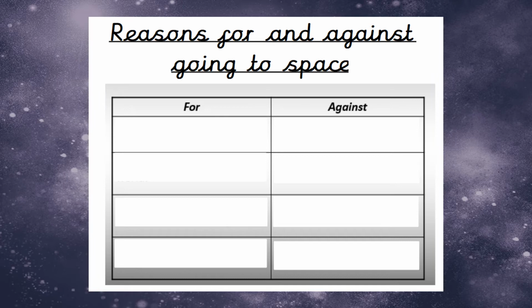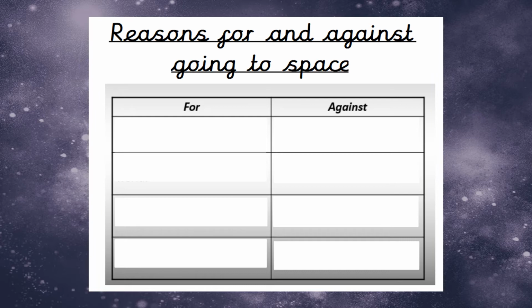And afterwards, I would like you to write down in the for column on the left reasons why people should go into space. Really good positives that have come from people going into space. And in the right column, the against column, reasons why people shouldn't really be going into space, what the risks are and what the dangers are.